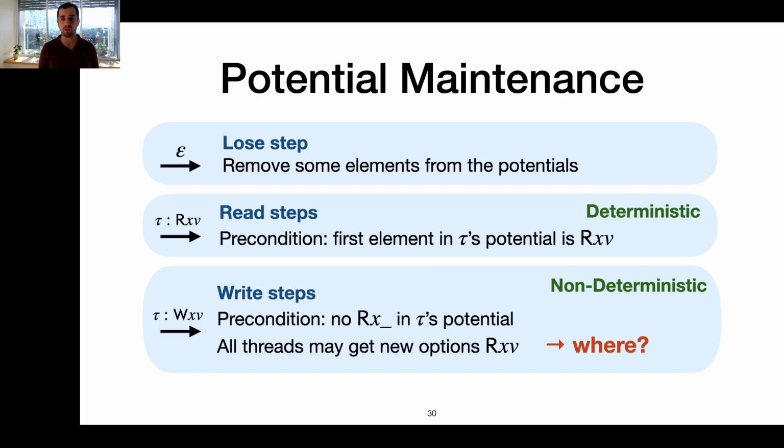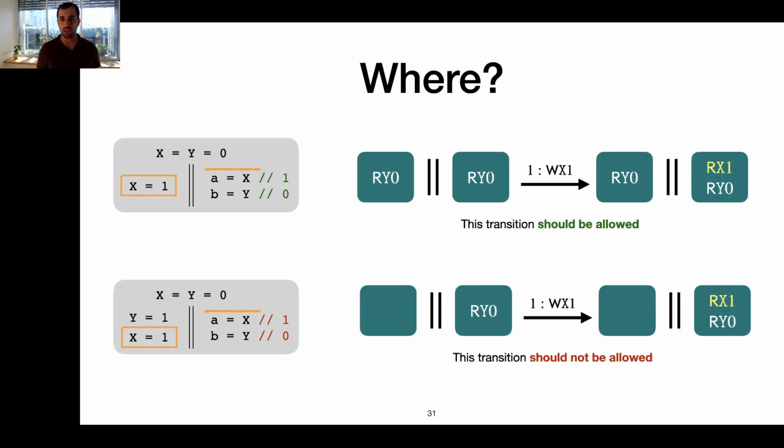This is exactly the opposite to what we had before. Write steps just added events to the graph, and read steps were the ones actually picking the right event to read from. Okay, so going back to the question, where should we add new entries when a write is performed?